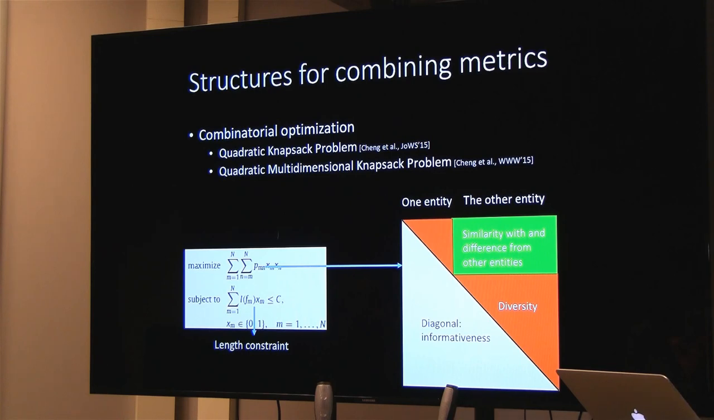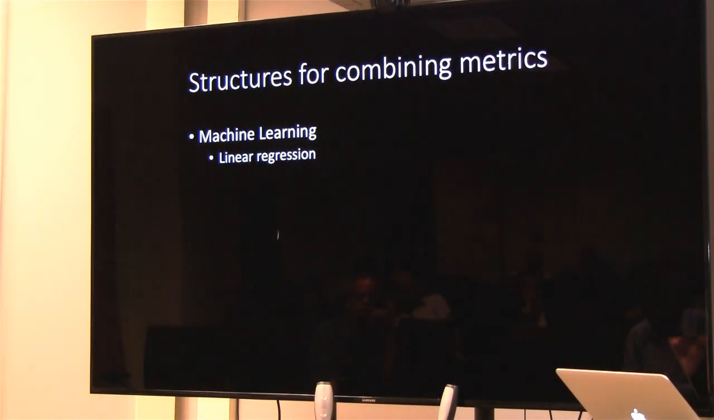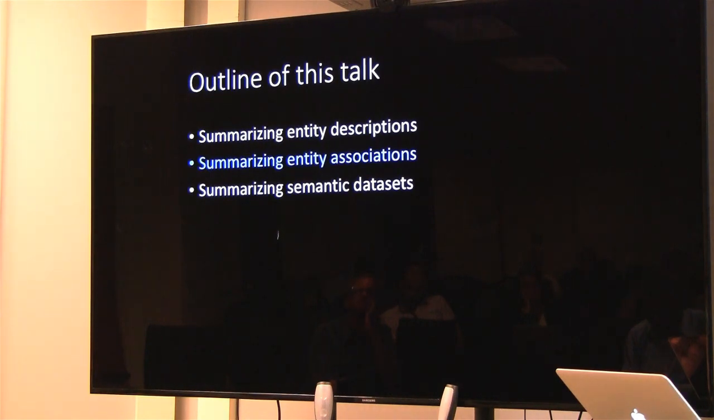You can find some details in our recent papers. We can, of course, also use machine learning or some other ways to combine metrics. I don't want to go into details. Okay, so that's about anti-summarization. Now let's move to how to summarize associations between entities.